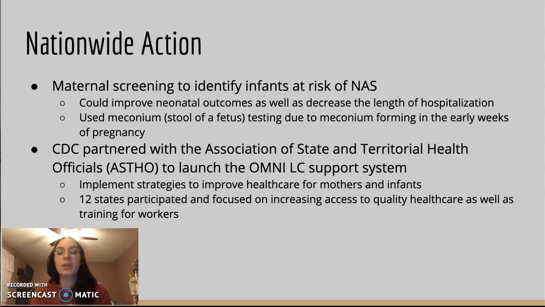The CDC partnered with the Association of State and Territorial Health Officials to launch a support system, and this was used to implement strategies to improve healthcare for mothers and infants across 12 states, and most of these states were more focused on increasing access to quality healthcare as well as providing training for their workers, and they were more focused on these aspects than the financial aspects and the data aspects. They were more concerned about providing quality healthcare for these individuals instead of how much it would cost them.